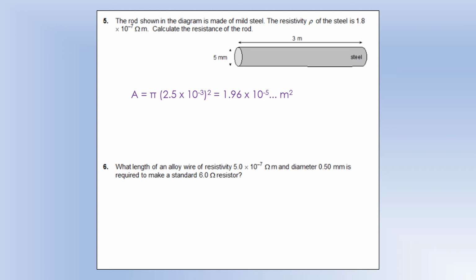Usually with these calculations we end up with a very small area, and then we just pop it into the equation. We know the resistivity, we know the length, we now know the cross-sectional area, so we've got our resistance in ohms.